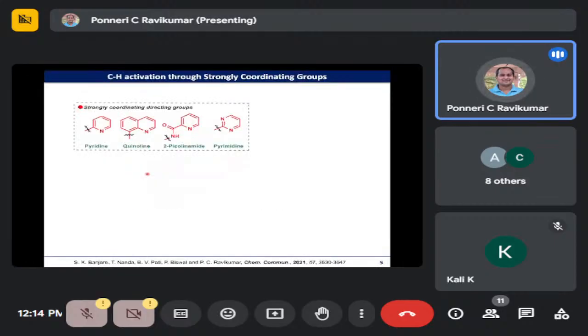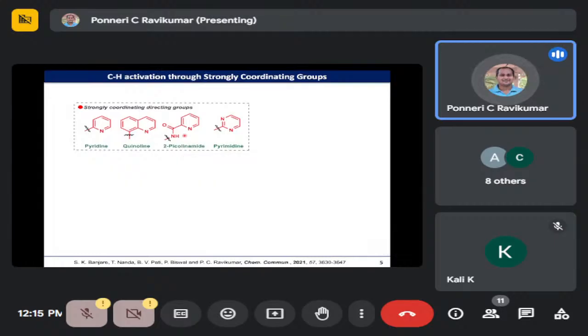So, strongly coordinating directing groups are groups such as pyridine, quinoline, picolinamide, and pyrimidine. These are large groups, and they need to be installed on the substrate. Here you can see pyridine is attached to this benzene ring. We have to attach this pyridine ring to the benzene ring. That adds one step. And then the metal comes in, coordinates with the directing group and then activates the CH bond. You form a carbon-metal bond.